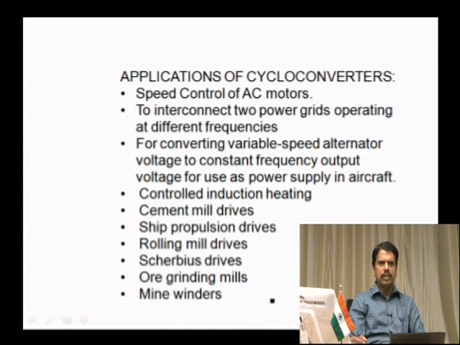Again, for converting a variable speed alternating voltage to constant frequency output voltage for use in power supply in aircraft, we use cycloconverters. So, the output from alternators, the variable speed alternator voltage, has variable frequency. If you want a constant frequency, go for a cycloconverter.